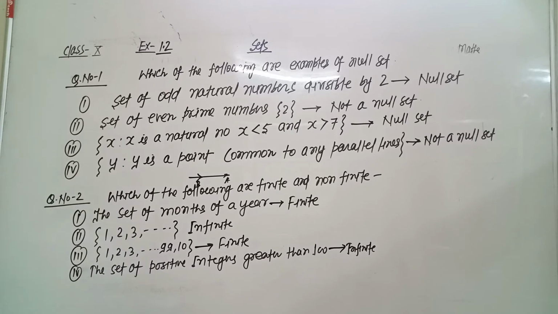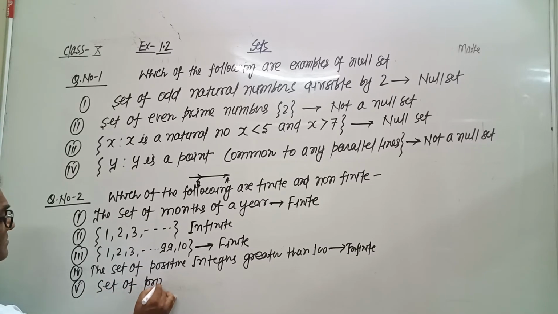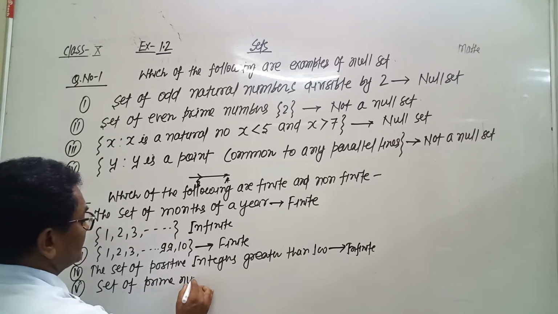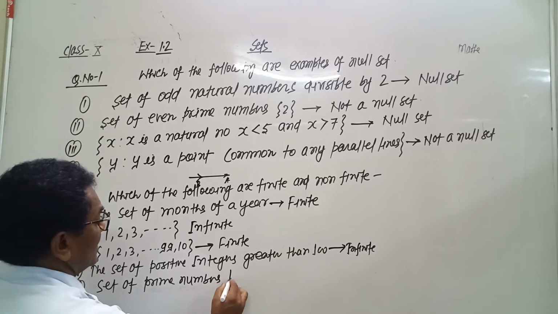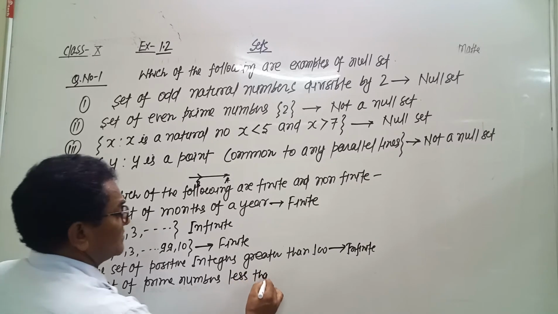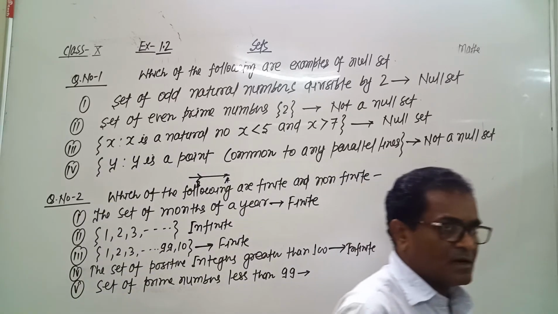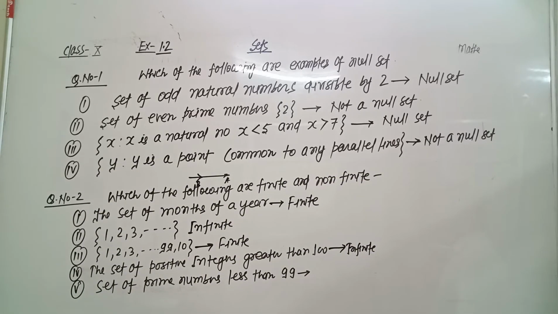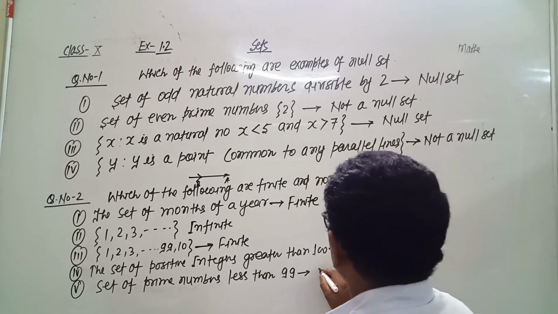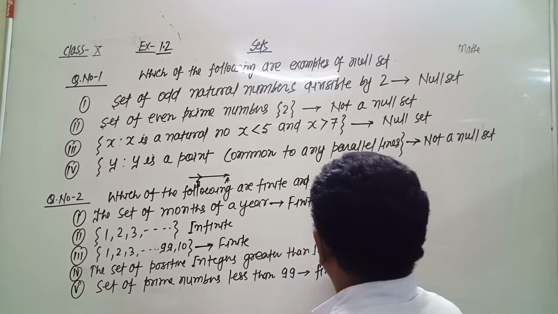Then fifth is set of prime numbers less than 99. We can count the prime numbers less than 99. So this is also a finite set.